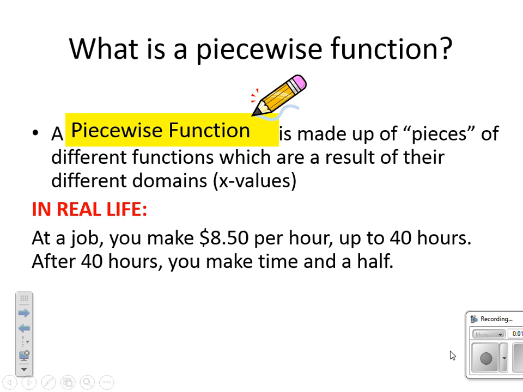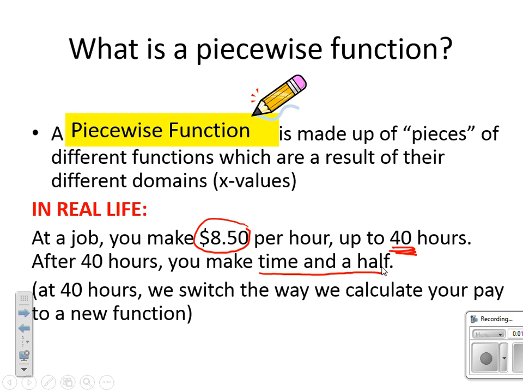When would we use a piecewise function in real life? That's if you were working at a job, and say you make $8.50 an hour. Well, you make $8.50 an hour until you hit 40 hours. Now, some of you might work overtime, and if you work over 40 hours, you actually would make what's called time and a half, or overtime. So from 0 hours to 40 hours, you make $8.50.